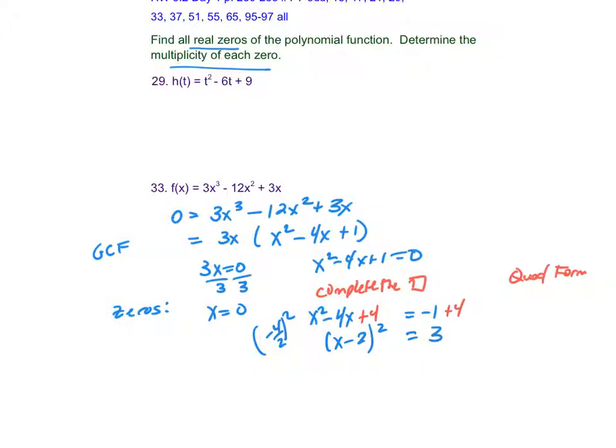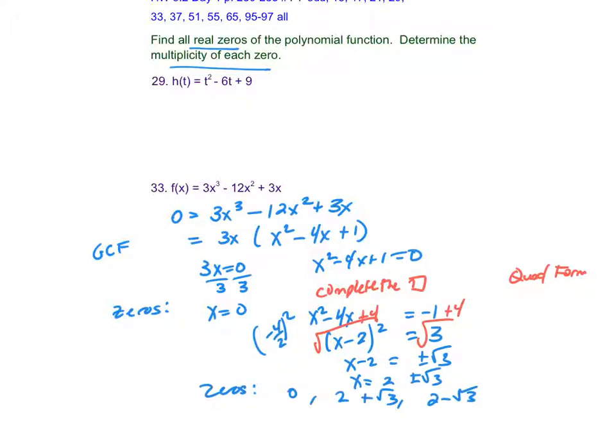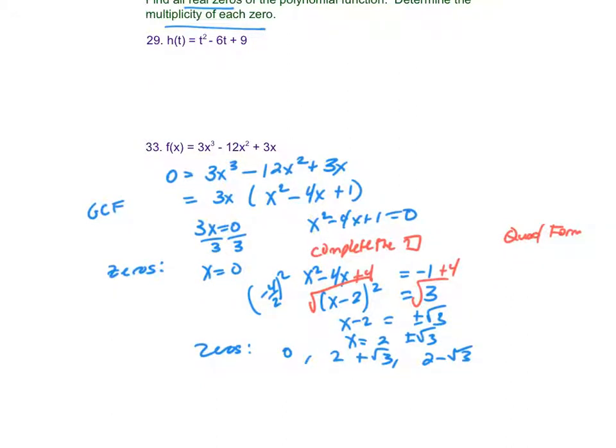To solve that, I'm going to extract square roots of both sides, and I'm going to get x minus 2 equals plus or minus rad 3. Bringing the 2 to the other side, I'll get x equals 2 plus or minus rad 3. So our three zeros are 0 and 2 plus rad 3, 2 minus rad 3, and all of these zeros have a multiplicity of 1. And 1 is an odd number, so they all have odd multiplicity.